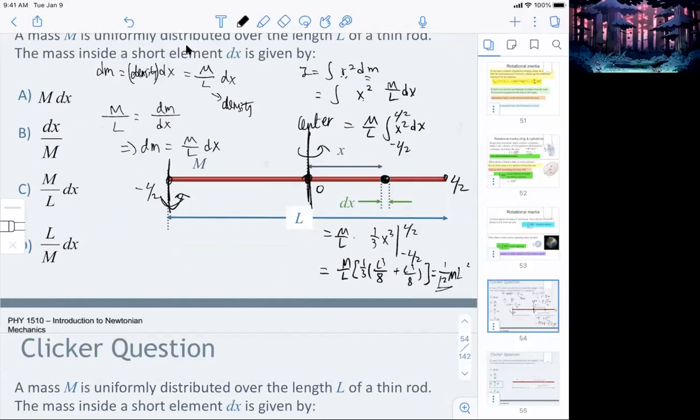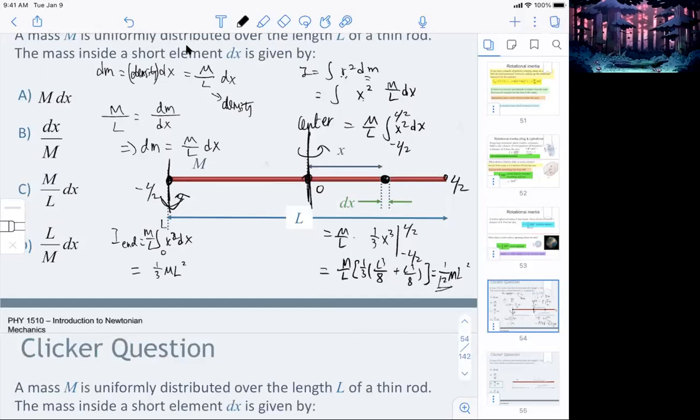Let's do it relative to one end. So I relative to one end is m over L x squared dx, but from 0 to L. The integration limits change, right? Relative to this end it is from 0 to L. Then you get 1 over 3 m L squared. So you can see that relative to which axis you choose, you get different results.